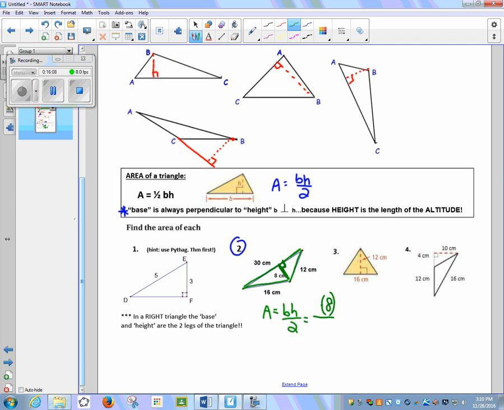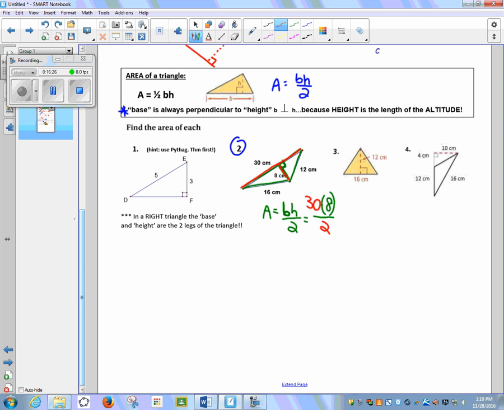That's my altitude. I need the base that's perpendicular to it. So when you look at this diagram, which side is perpendicular to the 8? That would be the 30. So when I'm finding area of number 2 here, I would do 30 times 8 and then divide by 2. And that's going to give you 240 divided by 2, which is 120. Remember, area is square units, so square centimeters.